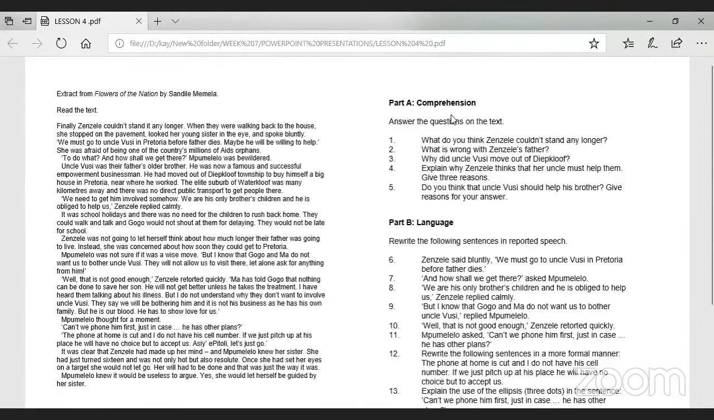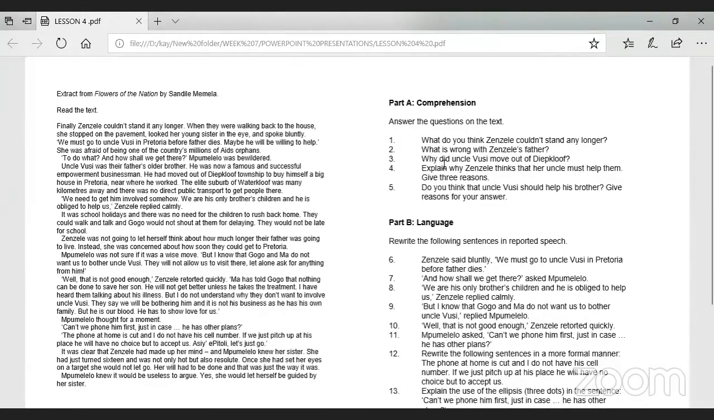So let's go to part A, which is our comprehension. We have just read it. I hope you were following while listening to the audio. The first question is, what do you think Zenzele couldn't stand any longer? If you look at the first paragraph, it says, finally, Zenzele couldn't stand it any longer. So what is it that she couldn't stand any longer? Just write the answer. You don't have to repeat the question.